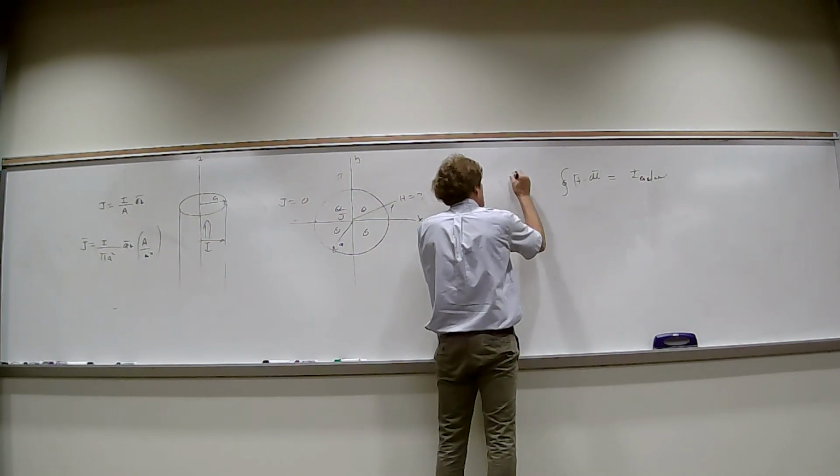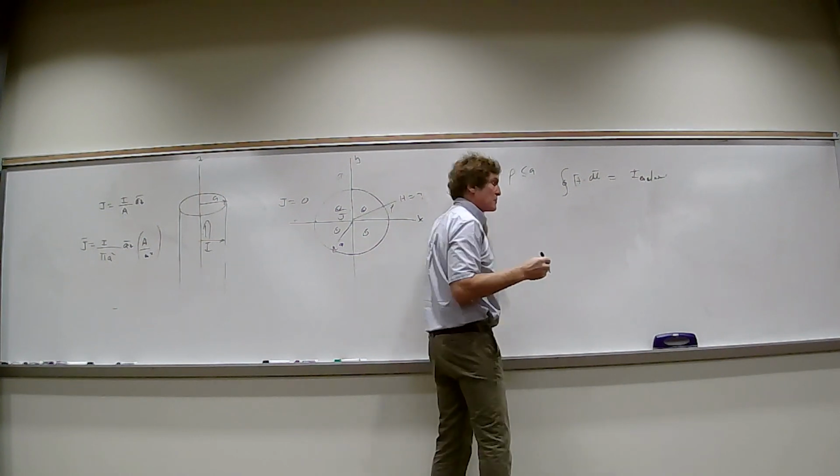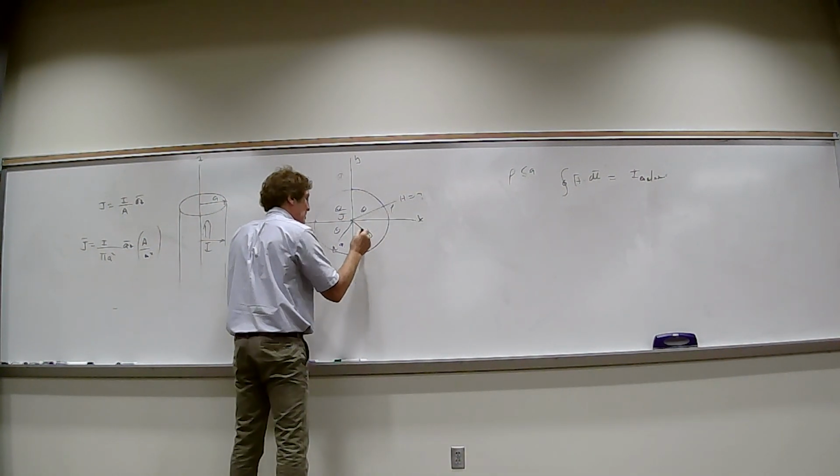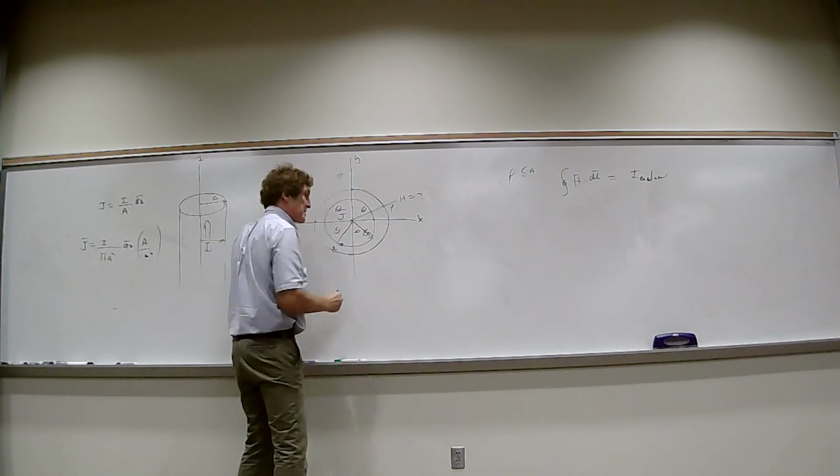Now there's two possibilities. One is the radial distance is going to be less than or equal to A, and that's the one we're going to do. That means we're inside here. We're at some radius here, and we're going to do this. Y'all follow me, class?